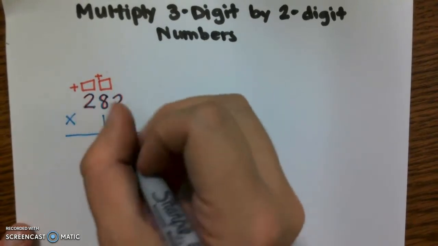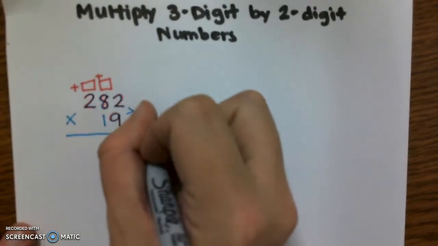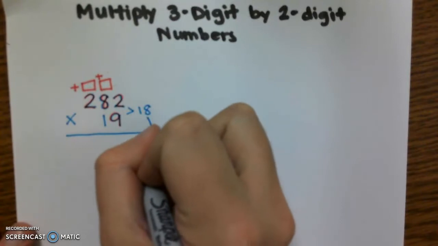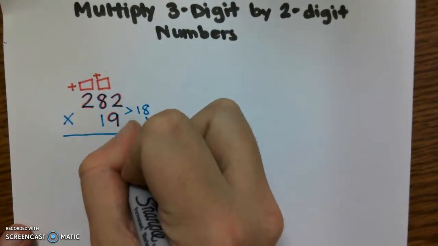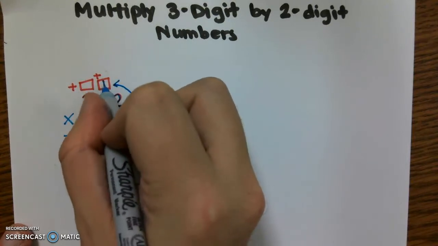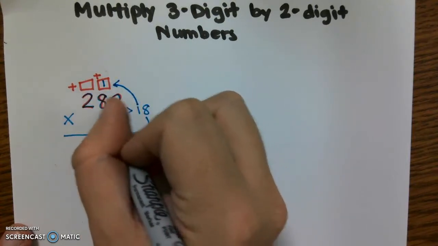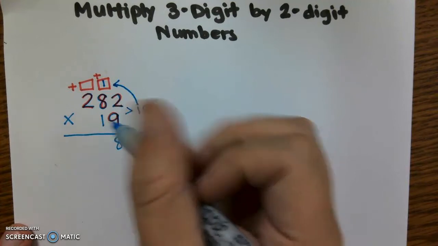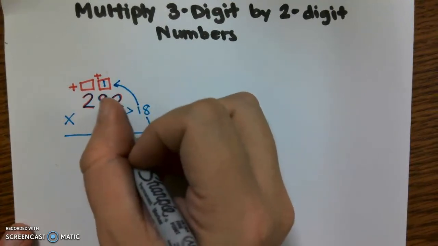So 9 times 2 is 18. So if it's 18, I bring down my 8 because it's in the ones place, and I put it in the ones place, and I regroup this 1 to the tens place. And this is going to be added when I multiply 9 times 8, which is where I'm going now. So 9 times 8 is 72.